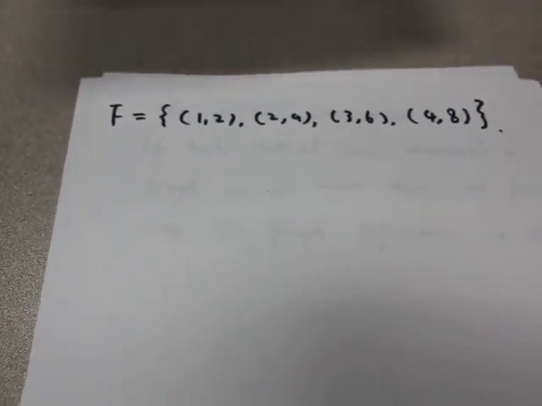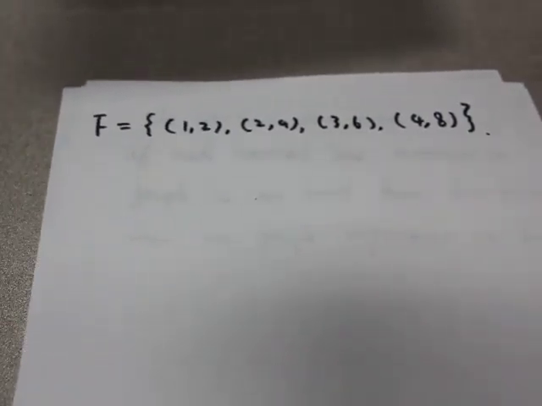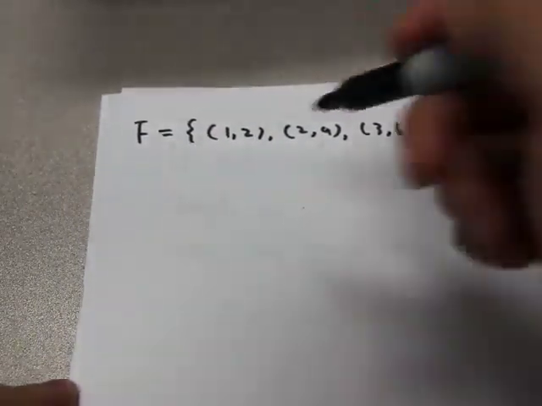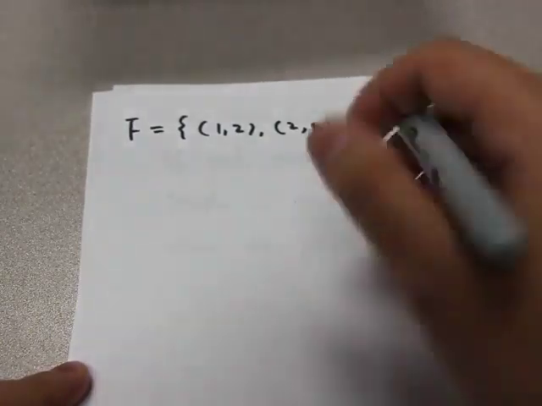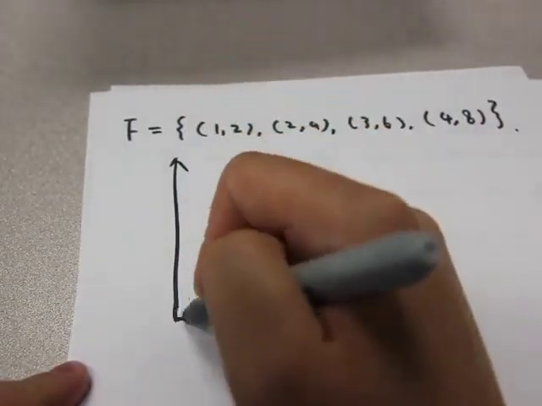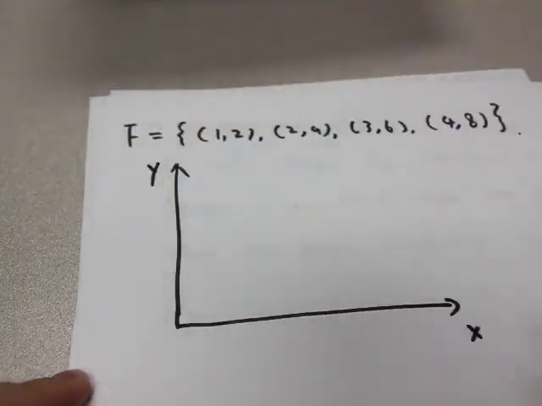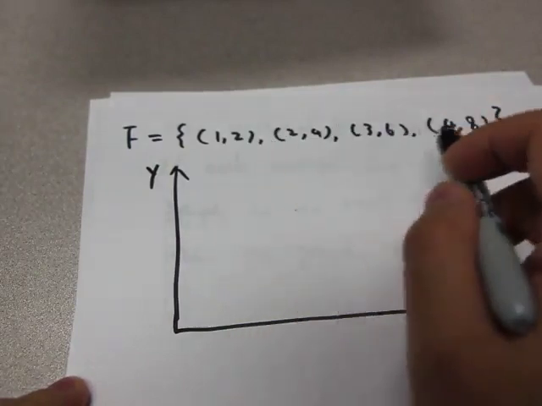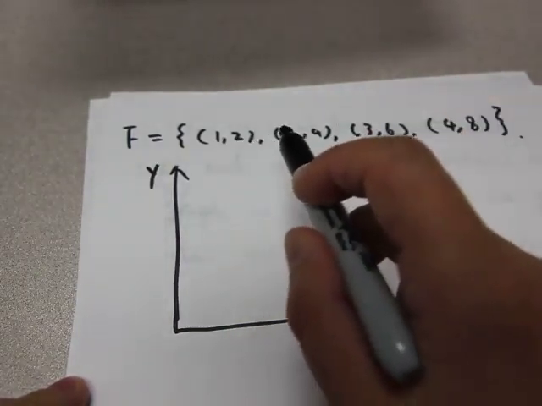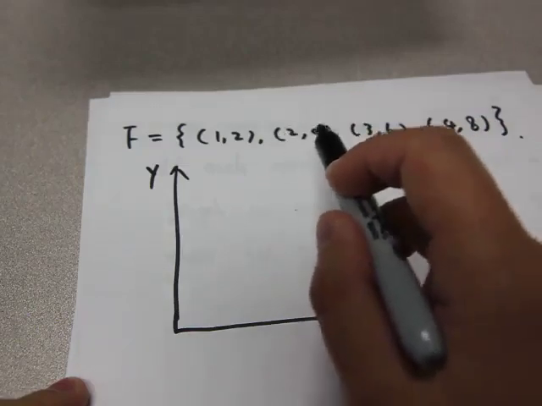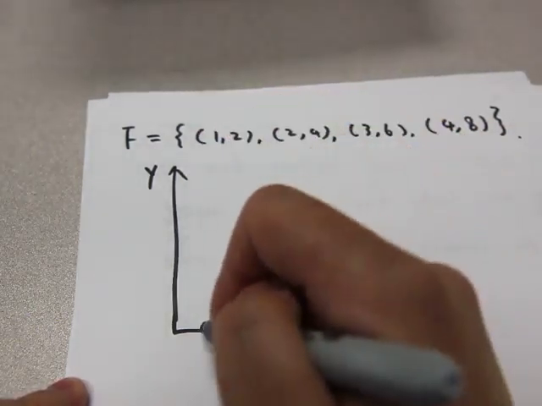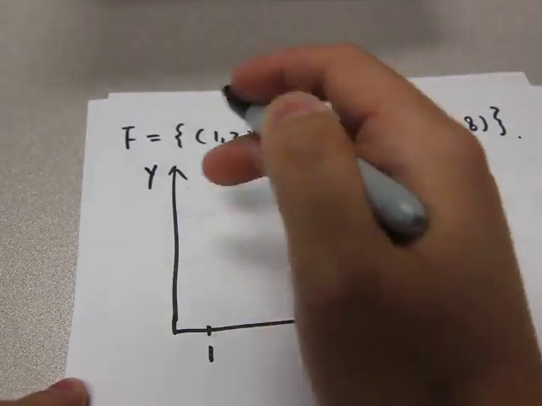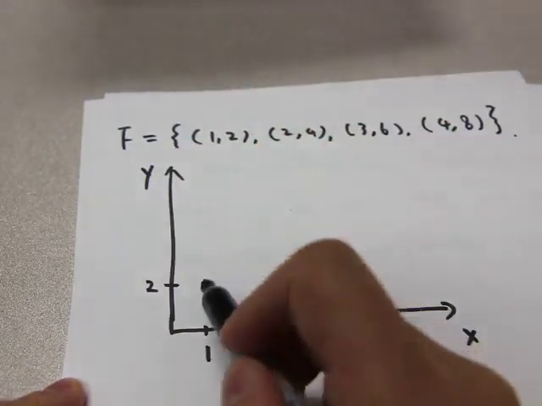Another common way we use to represent a function is to use a graph. Here we're given a function, and to use a graph to represent this function, we're gonna draw each ordered pair. When I say we draw the ordered pair, I mean we draw the point. So the first ordered pair, the x coordinate is 1, the y coordinate is 2. So the point is here.